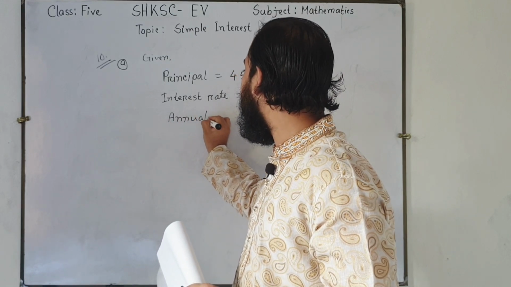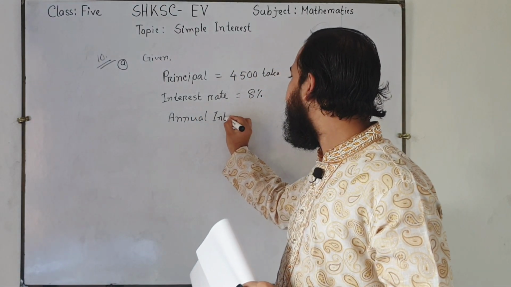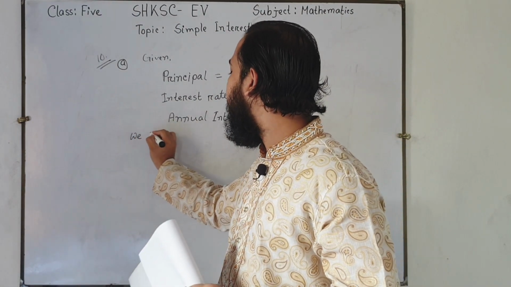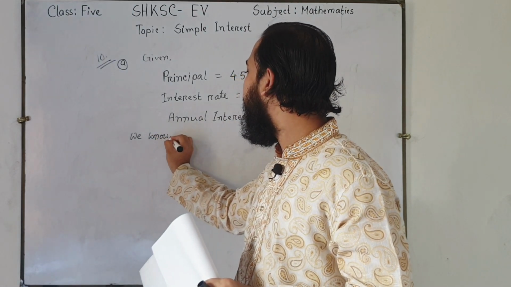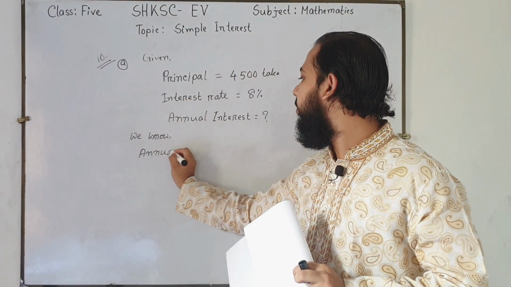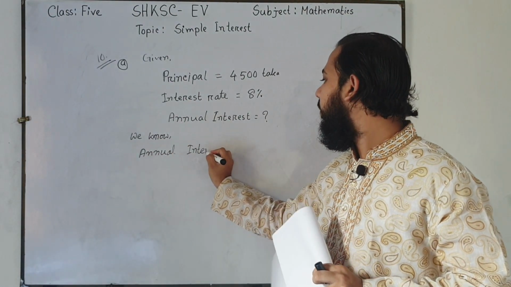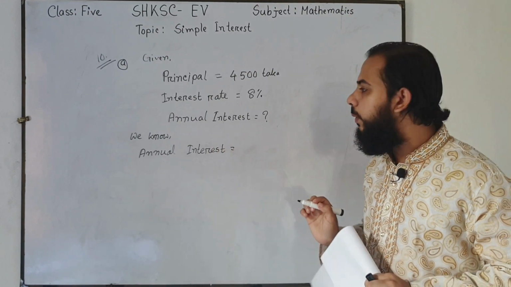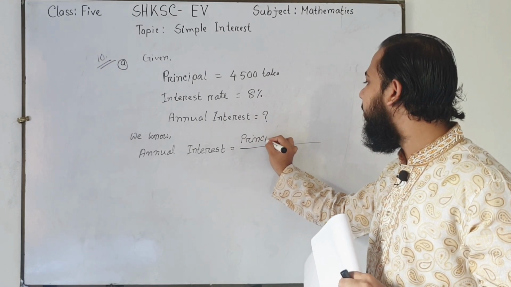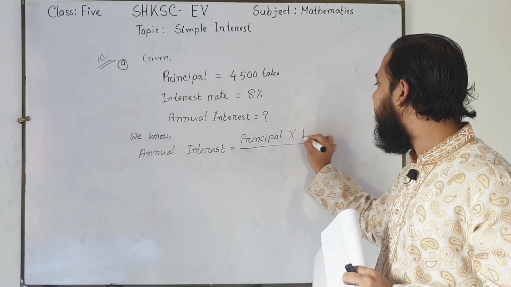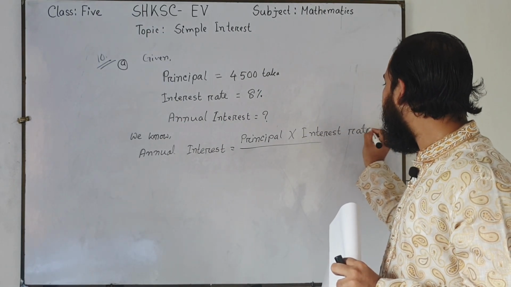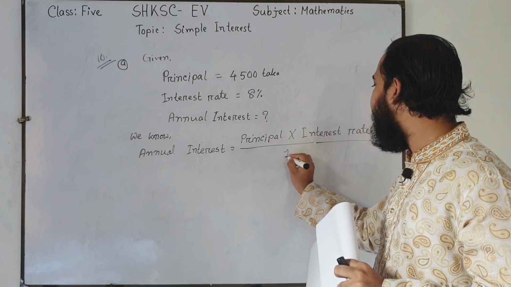Now we have to find the annual interest. Annual interest is equal to what? We have to find it. So we can write the formula. At first we write the formula. We know annual interest is equal to principal times interest rate, and then divide it by 100.